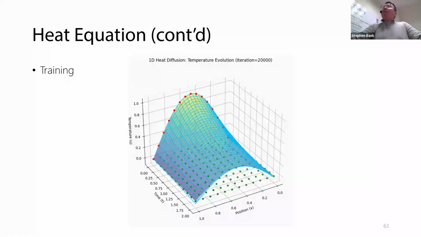If you have more data, then yes, I think the performance of the network is going to be much better. But you will still have that issue of conflicting physics informed loss and data loss.